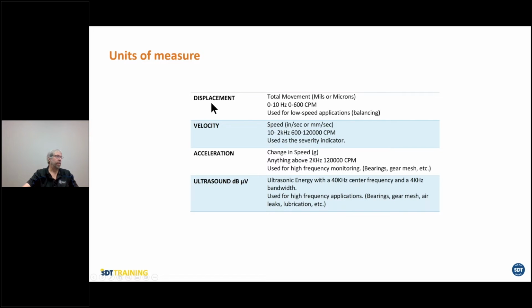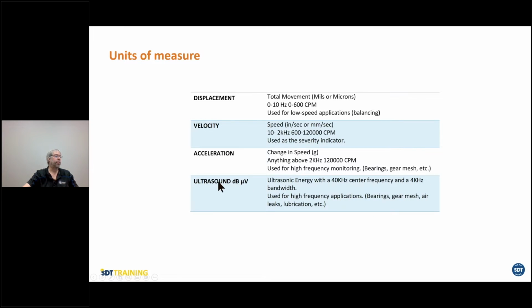And just to make things clear, we have 3 units of vibration: displacement, velocity, acceleration. Displacement is measured from 0 to 10 hertz or 0 to 600 CPM. It's used for low speed applications like balancing and so on, so it's measured in mils. Then we have velocity, which is a measure of speed in inches per second or millimeters per second, 10 hertz to 2 kilohertz, 600 to 120,000 CPM, used as a severity indicator. Acceleration is changes in speed, in G's. Anything above 120,000 CPM, so anything that's high frequency, we look with acceleration. Used for high frequency monitoring like bearings, gearbox, etc.